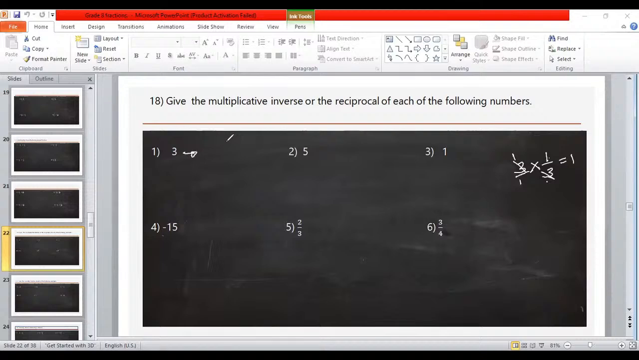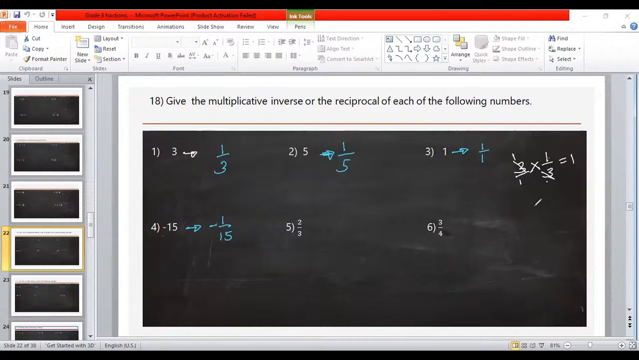That is 1/3. What is the multiplicative inverse of 5? That is 1 over 5. What is the multiplicative inverse of 1? We can't write it as equals, right? That is 1 over 1. What is the multiplicative inverse of minus 15? That is minus 1 over 15. Look at the cancel out: minus 1 into minus 1 is plus 1.